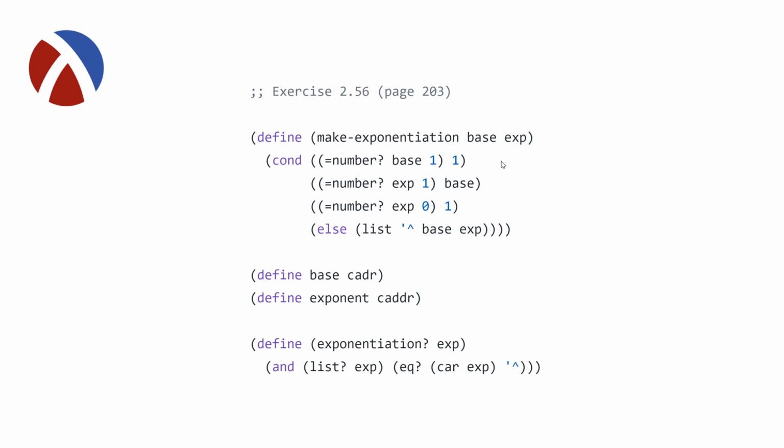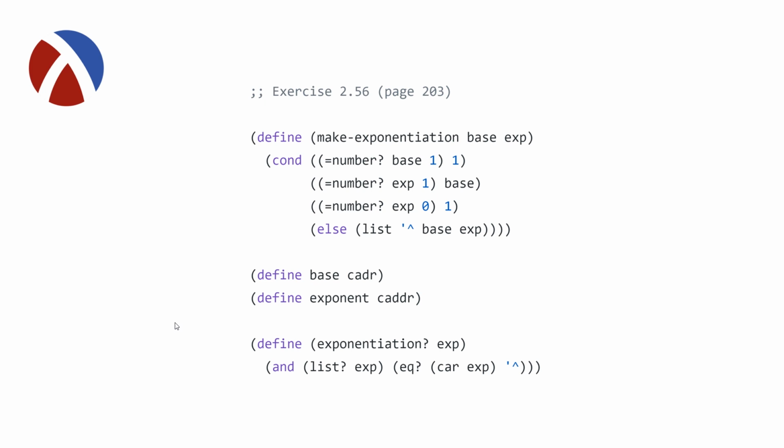The constructor make-exponentiation is on top here, taking a base and exponent, what we would expect. And then we have a conditional expression using the cond keyword with 4 different clauses. The first 3 are the special cases. So if the base is equal to 1, just return 1. If the exponent is equal to 1, just return the base. And if the exponent is equal to 0, just return 1, because anything to the power of 0 is just 1. Otherwise, we construct our exponentiation expression by creating a list that starts with the caret or the hat and then provides the base and the exponent.